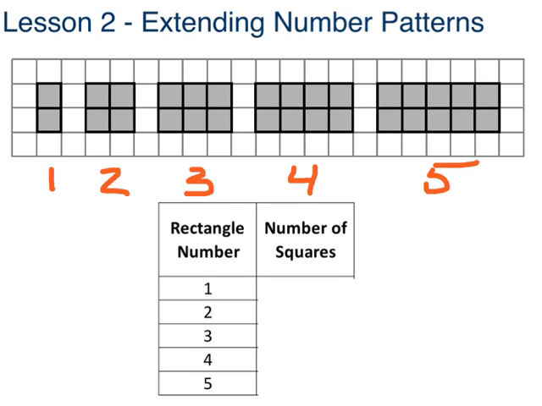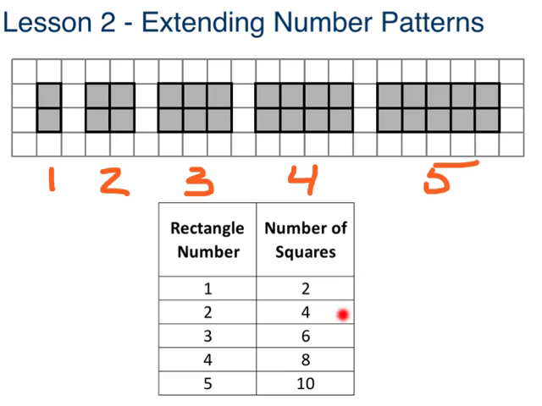So now that you have finished your table, your table should look something like this. In the first rectangle, we see that there are two squares. And in the second, we see 4 squares, and then 6 squares, and then 8 squares, and then 10 squares. Now we're going to see if we can figure out the pattern rule for this growing pattern. So again, pause the video and see if you can figure out how the number of squares is changing as the rectangle number is increasing.